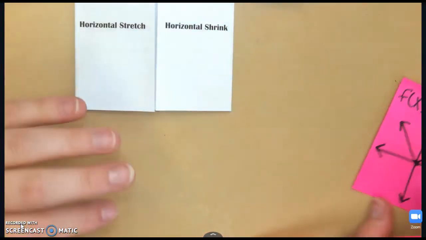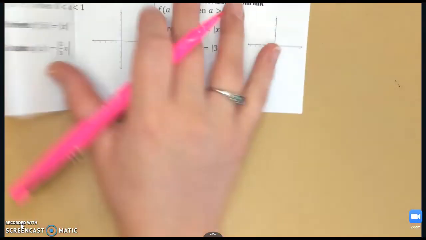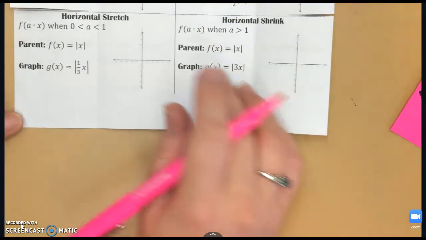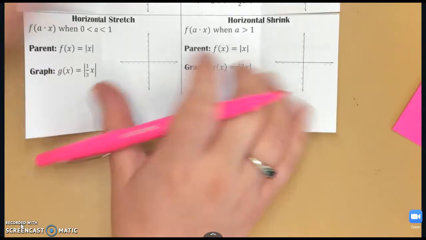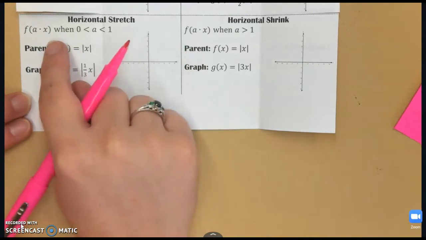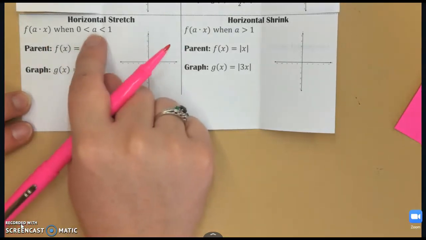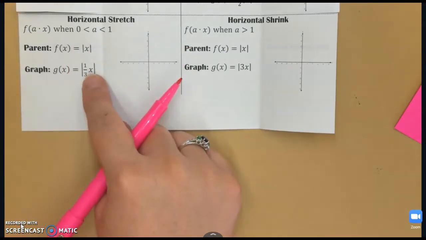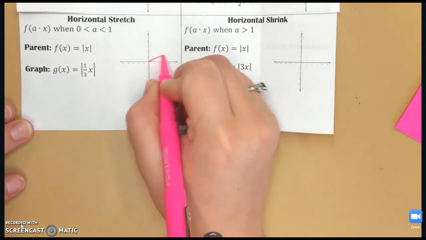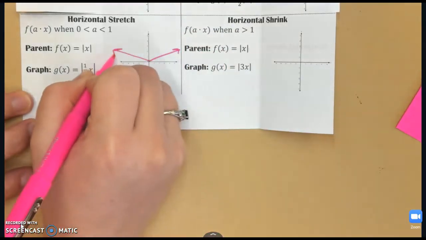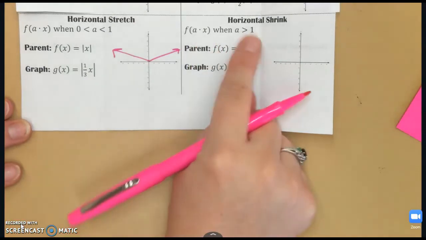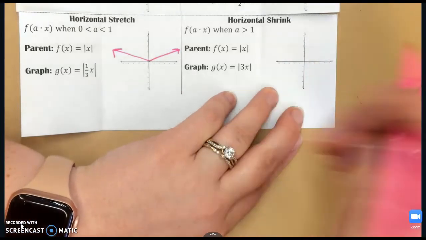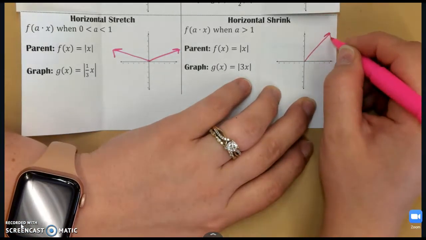And then last but not least, we have horizontal stretches and shrinks. So when we're multiplying outside, that is a vertical. When it's inside, it is horizontal, and it follows the opposite rules. Again, the sign would tell us a reflection, so we're just looking at the value itself. If it is between 0 and 1, meaning it's a fraction, that means I have a stretch. I'm getting wider. And again, if I'm multiplying inside with a value bigger than 1, then that means it is shrinking horizontally. It's getting more narrow.